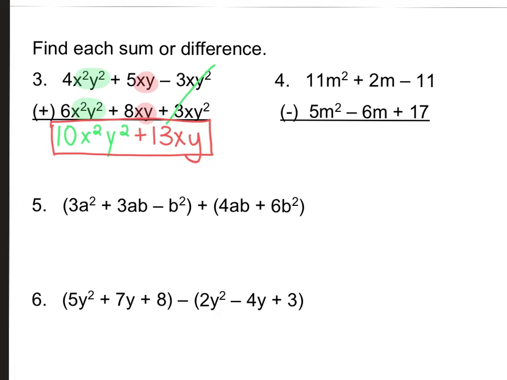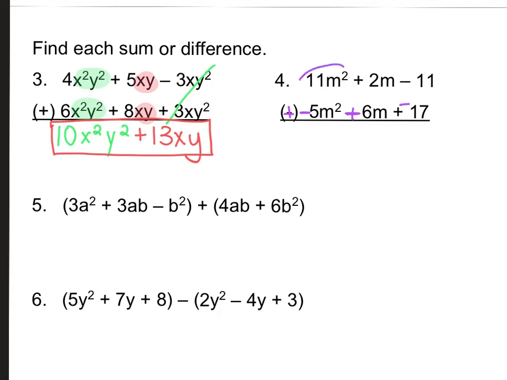All right, so this time on number 4, we are subtracting. So what we could do, remember it said that we are going to flip each of the signs. It's kind of like the whole keep, change, flip when we were talking about integers a long time ago. So to make this positive, this would become negative 5m squared. This would become positive 6m. This would become negative 17. So now I can just add like normal.